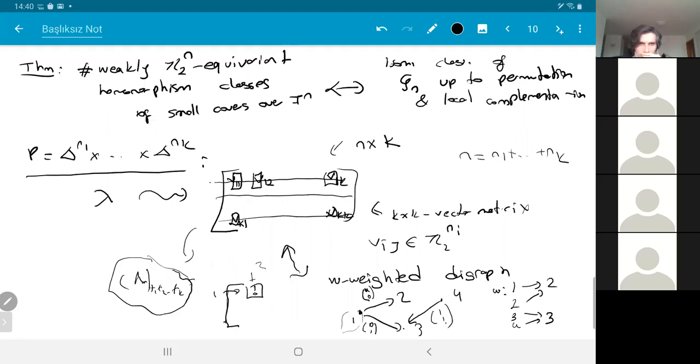It turns out that there is a one-to-one correspondence between DJ equivalence classes of small covers over a product of simplices and such omega-weighted digraphs. Of course, here you choose omega to be the dimension function which sends 1 to n1, 2 to n2, and k to nk. Then we define sigma-k local complementation on these graphs, where sigma is a permutation in S_{n_i+1} and k is an integer, and classify weakly equivariant homeomorphism classes of small covers over a product of simplices by using these sigma-k local complementations and permutations.